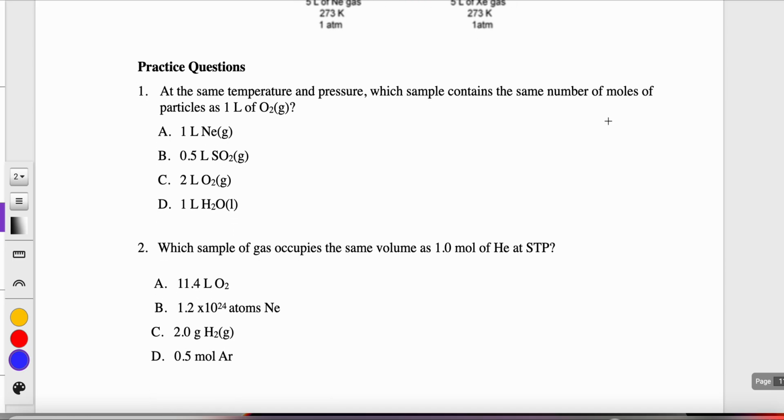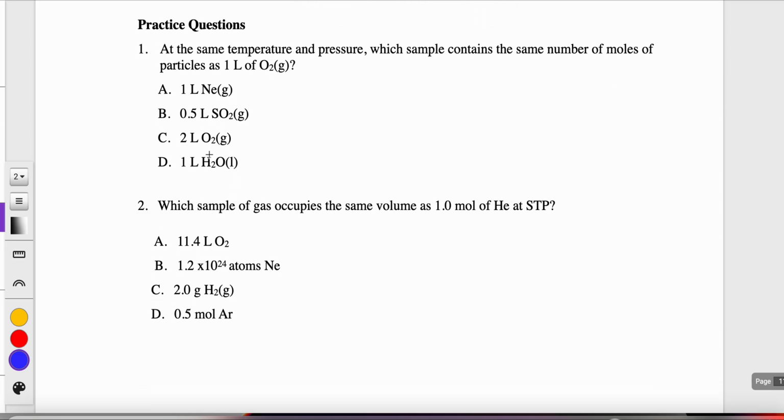Let's take a look at a couple of practice multiple choice questions applying Avogadro's hypothesis. So, at the same temperature and pressure, which sample contains the same number of moles of particles as 1 liter of oxygen gas? So we have 1 liter. When I look at my responses, right away, I'm going to eliminate response B and response C because they are different numbers of liters than the one in the question. So that leaves response A and response D. They both say 1 liter.